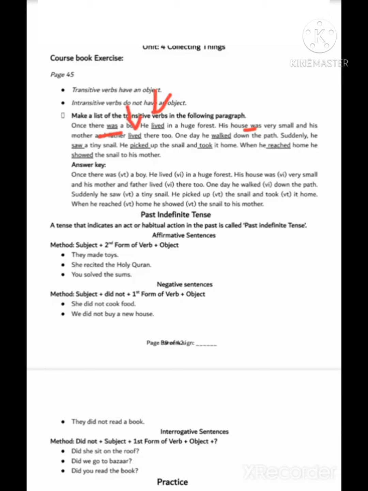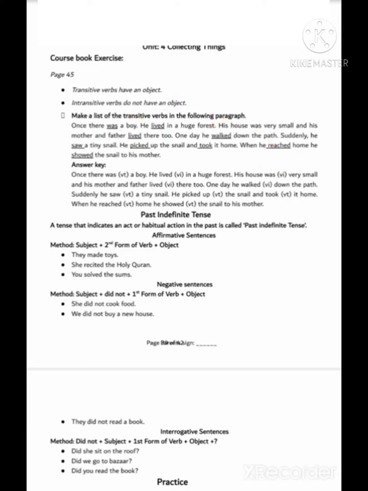And then "one day he walked down the path": "walked down" is intransitive. And suddenly "he saw a tiny snail": "saw" is transitive. Then "he picked up the snail" is transitive, and "took it home" is also transitive. And when he reached home, he showed the snail to his mother. Both are transitive verbs.